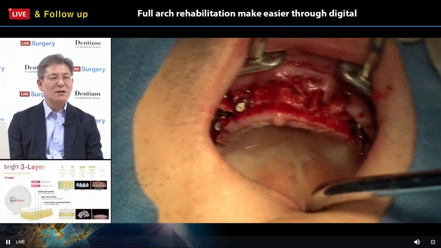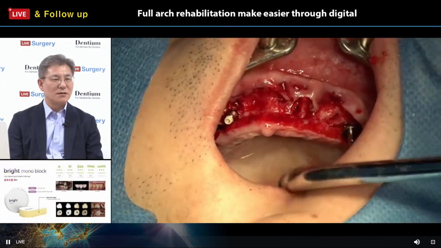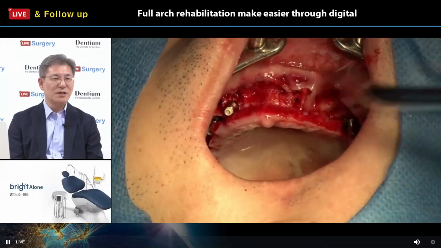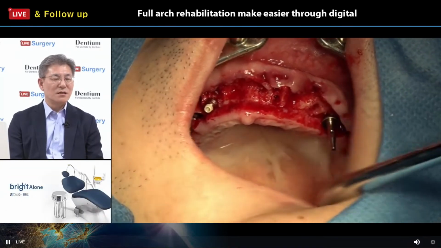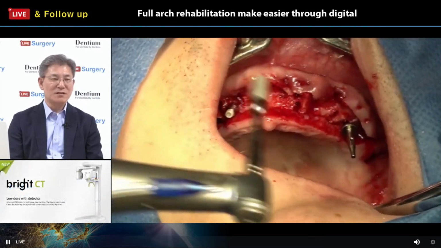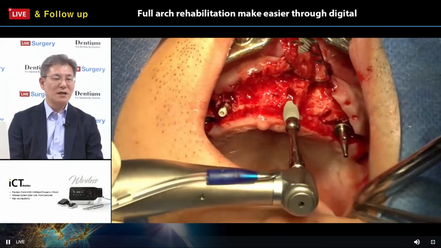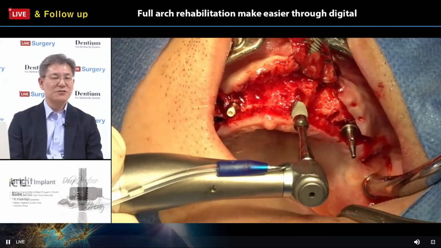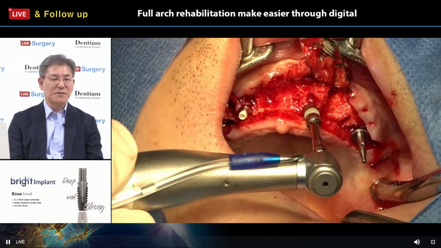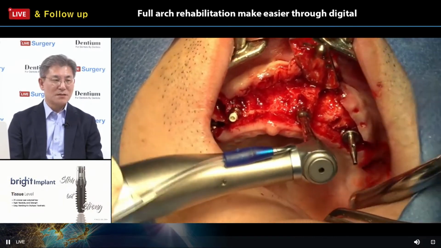Not a serious GBR procedure. It means not involving a serious GBR procedure. It means faster healing, faster osseointegration. Finally, we can get the faster final restoration. It is good news for the patient, also good news for the surgeon.